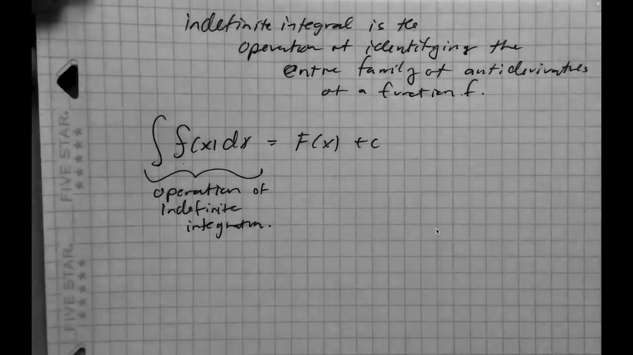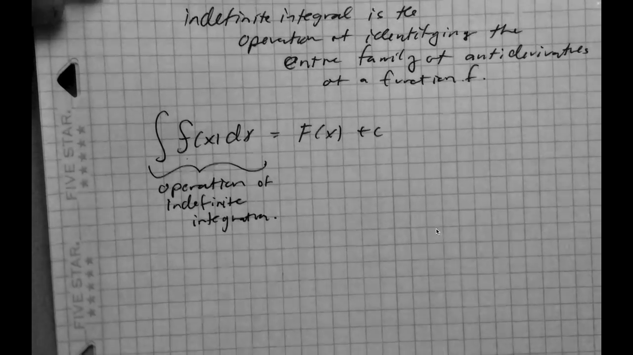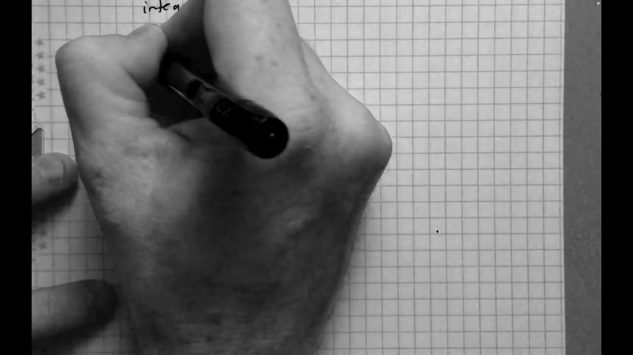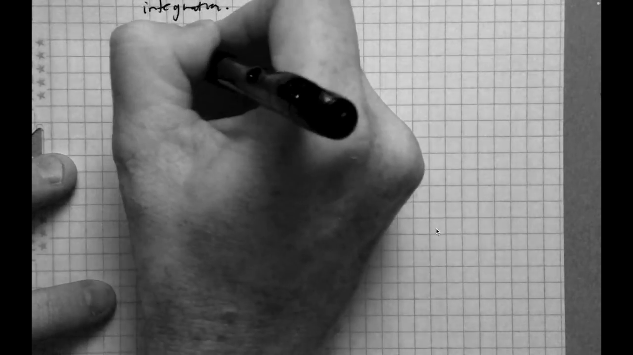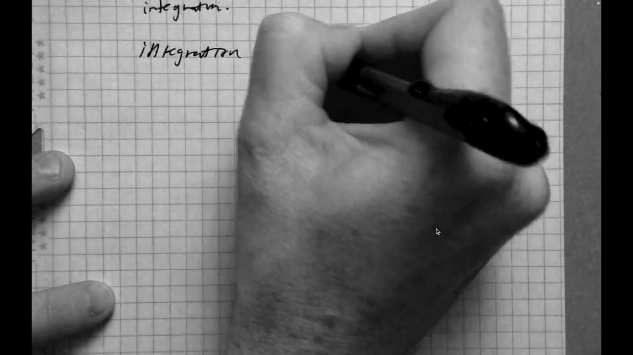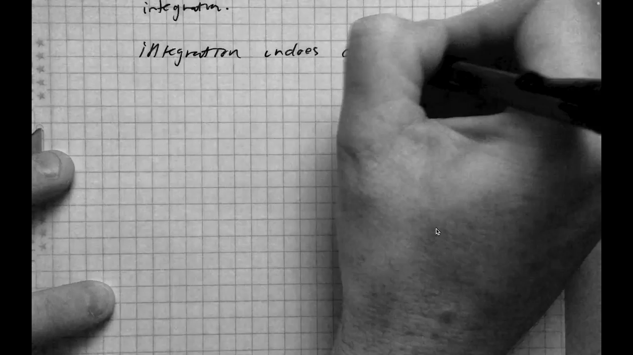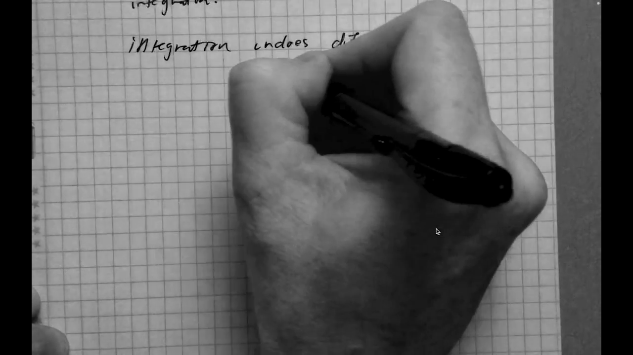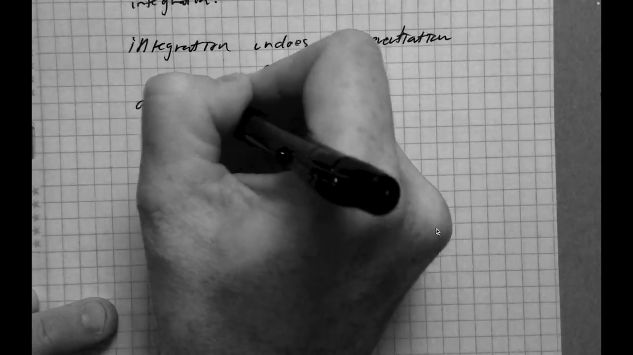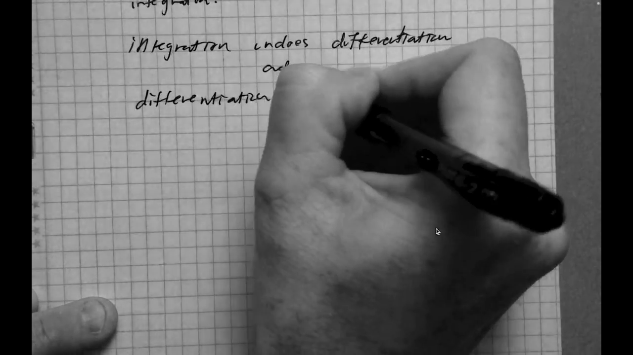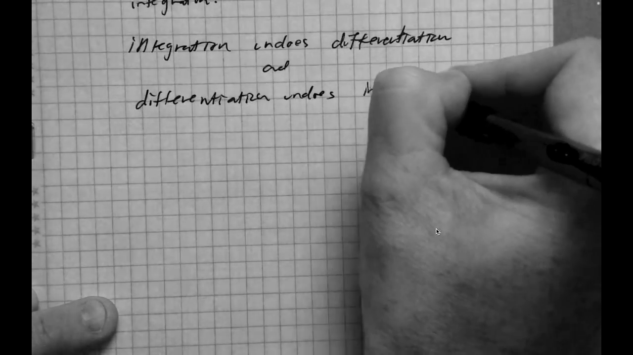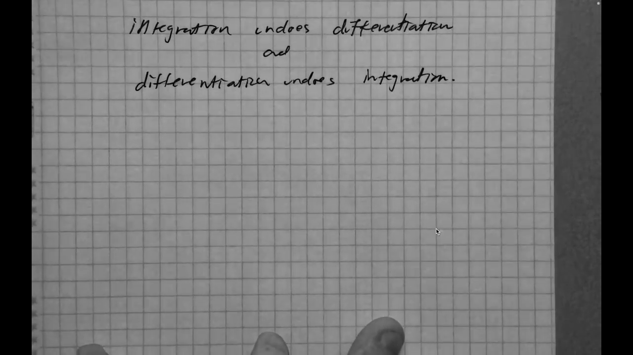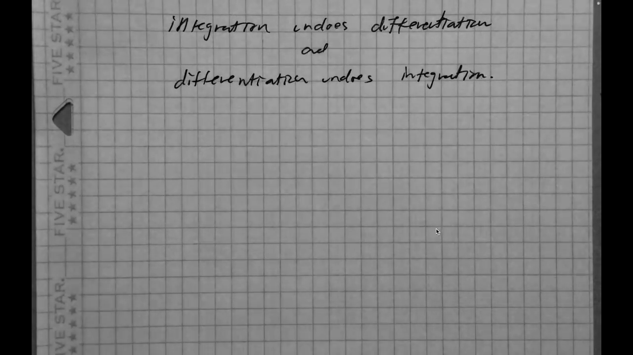of the fact that all of the members of the families have a particular form, and then what we said was integration undoes differentiation, and differentiation undoes integration. Okay, so we saw that. We saw a quick derivation of that fact.